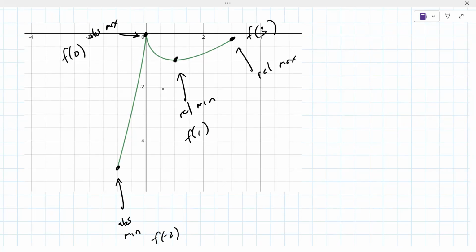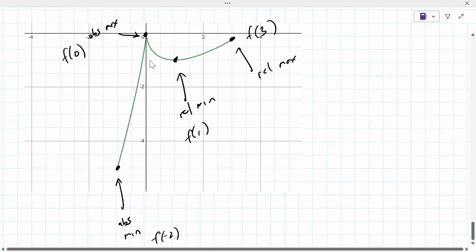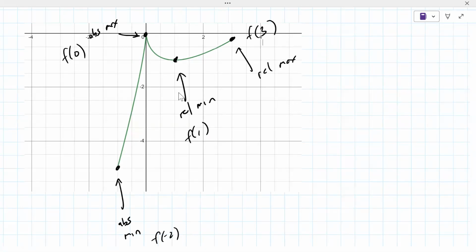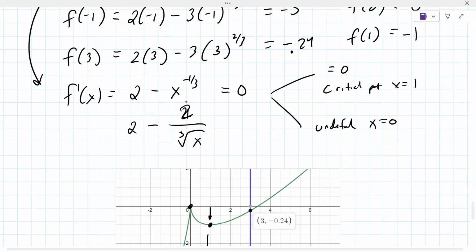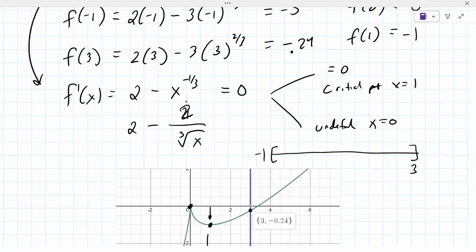So what your teacher really wants you to do is create a little sketch like this so you can know what each of those is, rather than having to use the derivative test, which does always work. And how would I do the derivative test? Draw a little number line, -1 to 3, put in 0 and 1 and test points, and you'd find that it's increasing, decreasing, increasing.